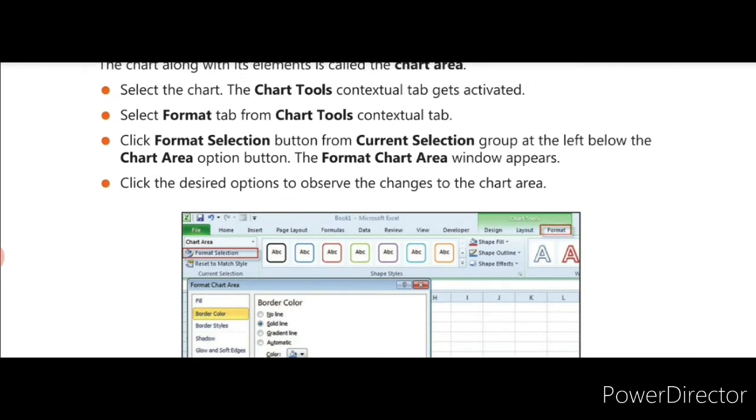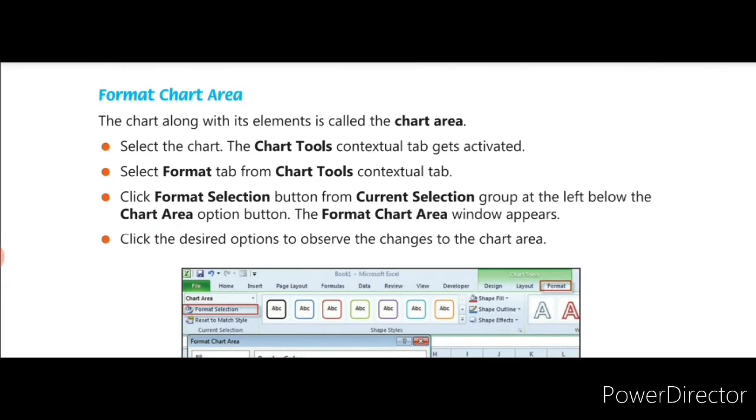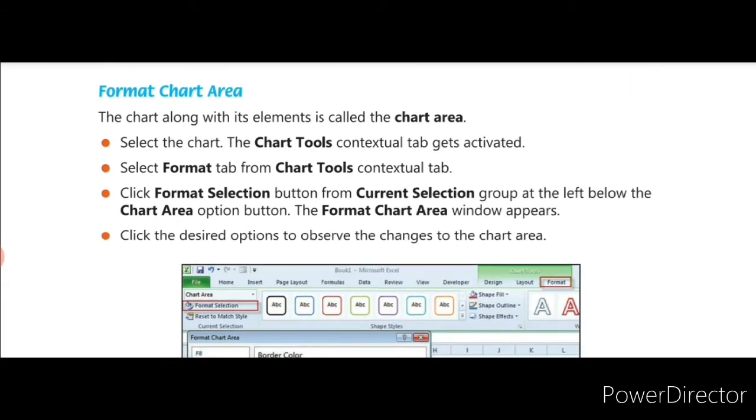Select the chart. The chart tool contextual tab gets activated. Select format tab from the chart tool contextual tab. Click format select button from current selection group at the left below the chart area option button. The format chart area window appears. Click the desired options to observe the changes to the chart area. These are the steps to be followed to change the chart area.